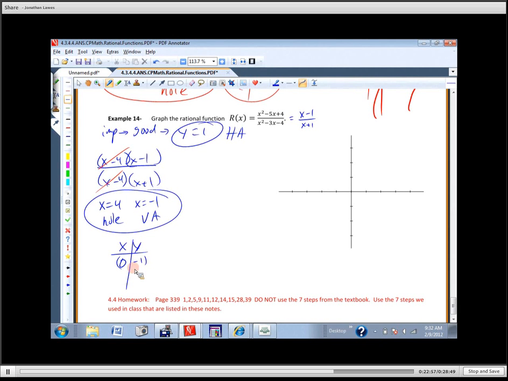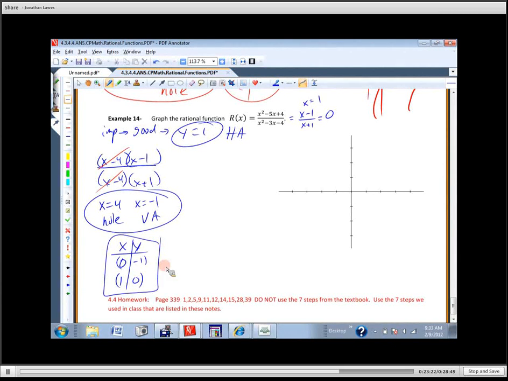Now, when I'm finding x-intercepts, it's best to use the simplified version. So let's look at this guy right here. The only part I need to worry about is the numerator. And what makes this equal to 0? 1. Let's make sure I transfer this down here correctly. This is a positive 1, right? So this is 1, comma 0. So there's the other piece of information.